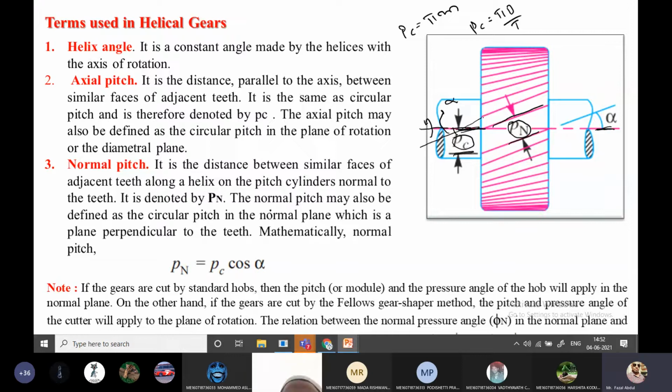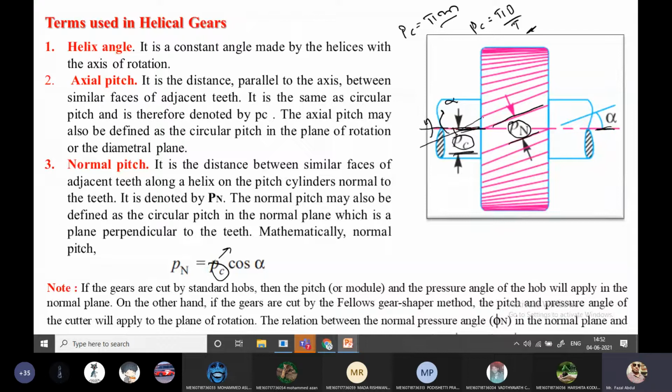So the relation between the normal pitch and circular pitch is given here. Pn is equal to Pc cos alpha, where Pc is the circular pitch, which has the two equations remembered above, pi m and pi d by t.